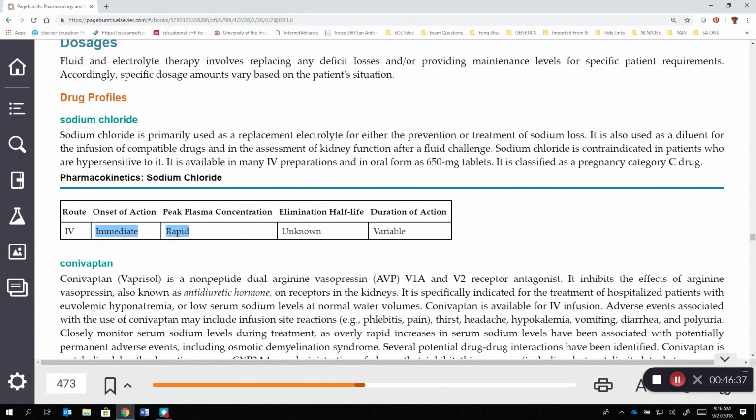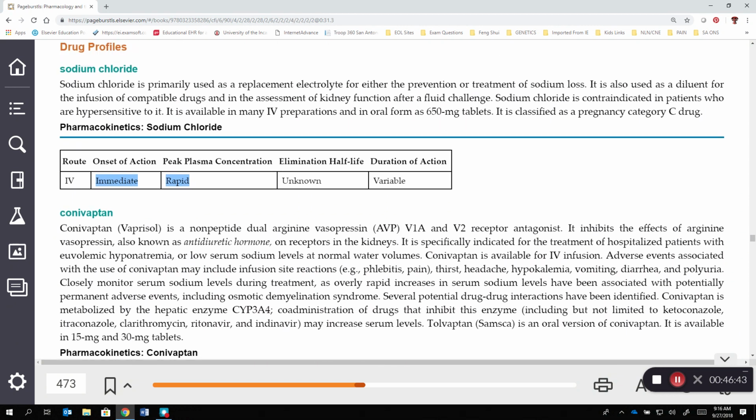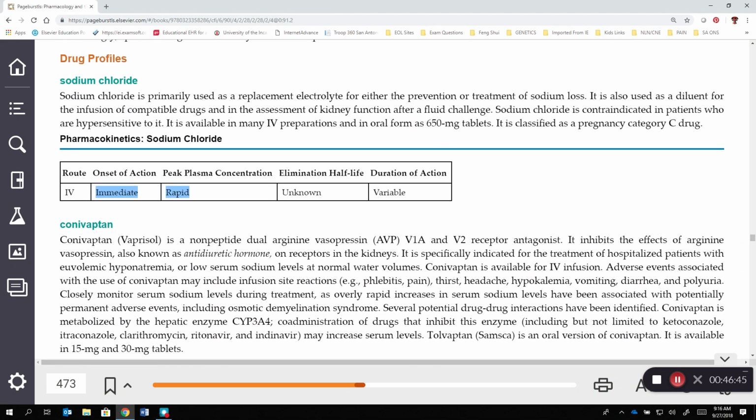Okay, the dosages are going to depend on the patient situation, just like with our potassium. So let's see, drug profile for sodium chloride. It is primarily used as a replacement electrolyte to prevent or treat sodium loss. We also use it because it's isotonic. It's used as a diluent for the infusion of certain drugs that are compatible with sodium chloride.